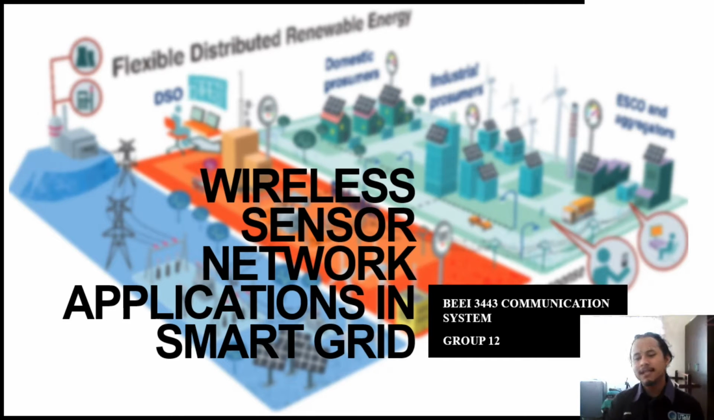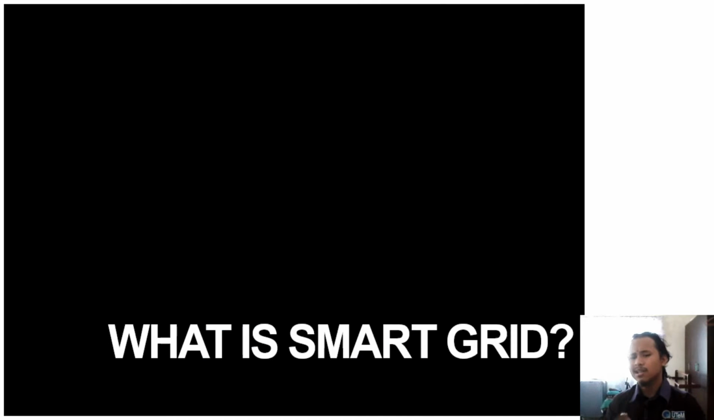My name is Aiman bin Zainal. I am the first presenter for group 12. This is a communication system course. So, we are responsible to present a wireless sensor network application in a smart grid. So, what is a smart grid?